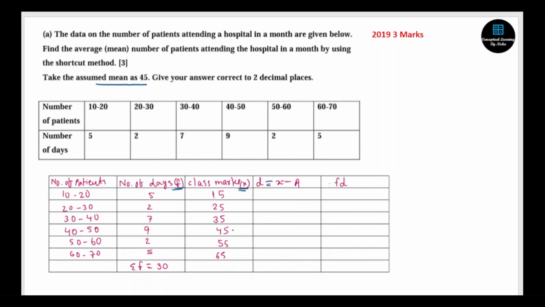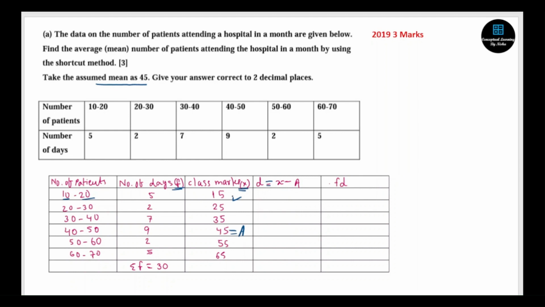So this value, class marks. How to find the class marks? 10 and 20, add them, you will get 30. 30 upon 2 is 15. So I'll get my class marks, same way for all. Now this is the assumed mean. They have already stated it. Now based on that we can find the d value.